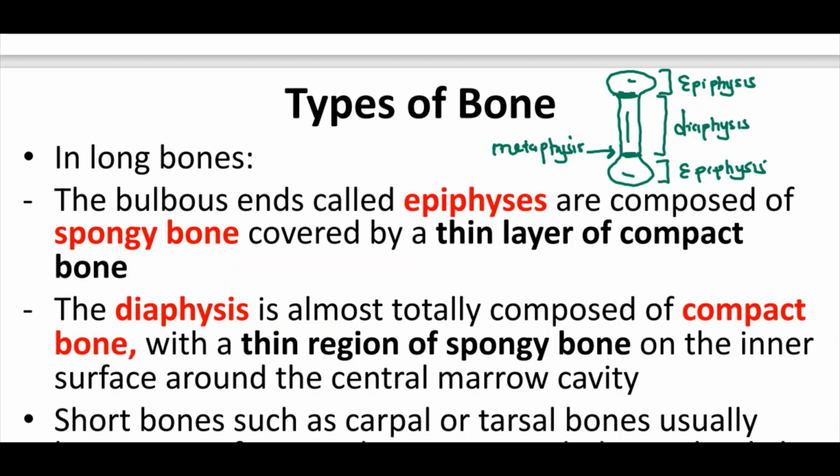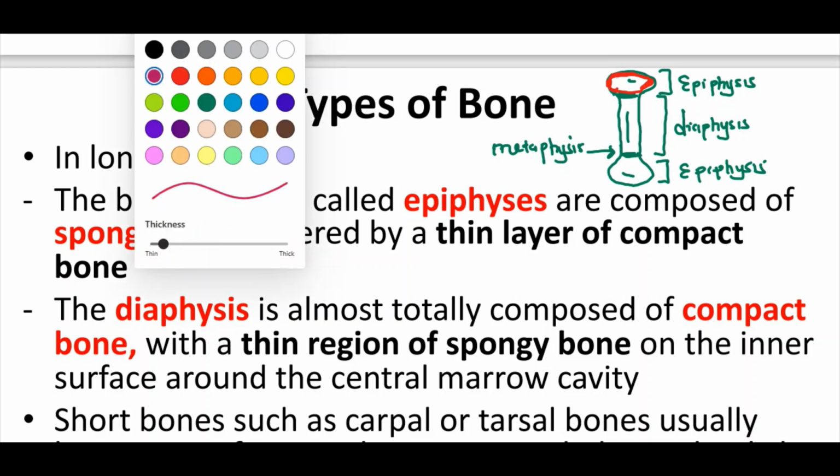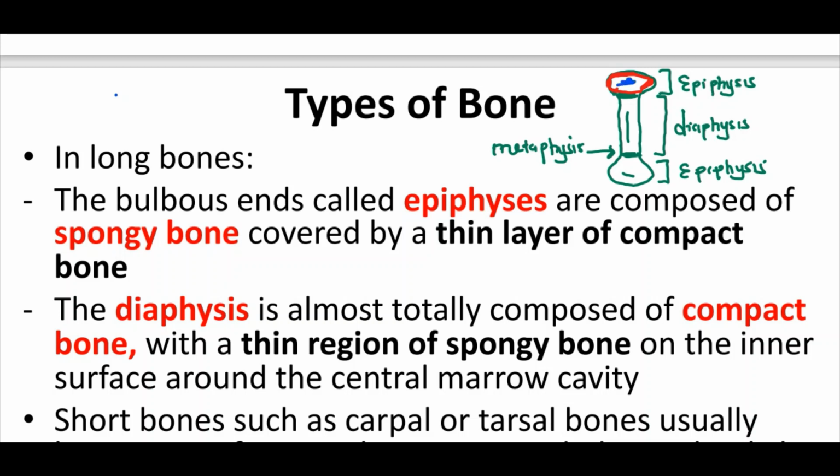Okay, so just the thin layer outside there, this is compact bone, and most of the bone inside, let me use blue, most of the bone inside is spongy bone. So that is at the epiphyseal plates. That is at the epiphysis. That's the way bone is arranged.